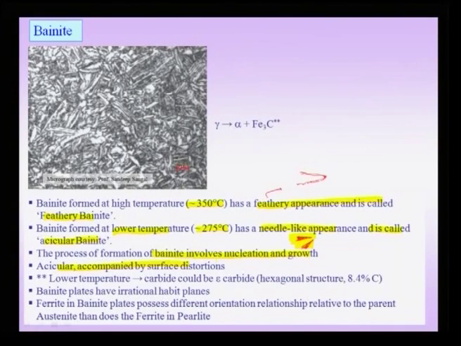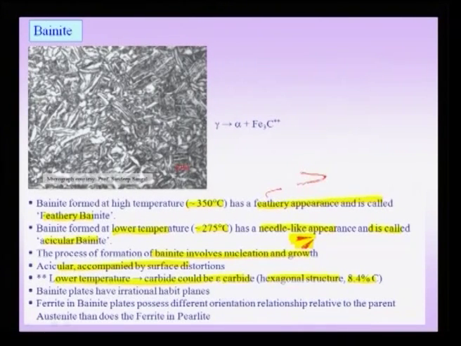Now, another additional complication comes because at lower temperatures the carbide may not be the usual orthorhombic Fe3C, but could be an epsilon carbide, which is a hexagonal structure and which has more carbon in it compared to the cementite. So, suppose I do this transformation, and of course, I have to avoid the nose of the TTT diagram.